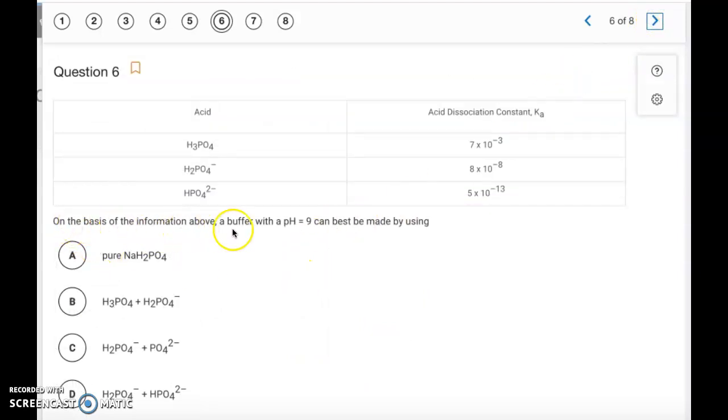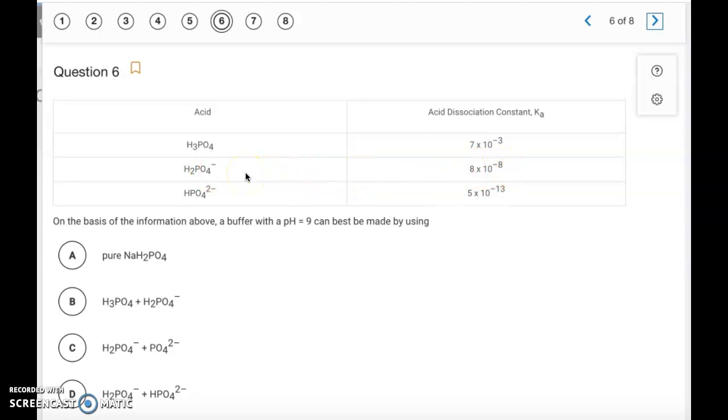All right, on the basis of the information above, a buffer with a pH of 9 can best be made by using which of these? So these are all considered weak acids. We want again the pKa to be closest to our target pH. The one that gets us closest is the negative log of this 8 times 10 to the negative 8th.